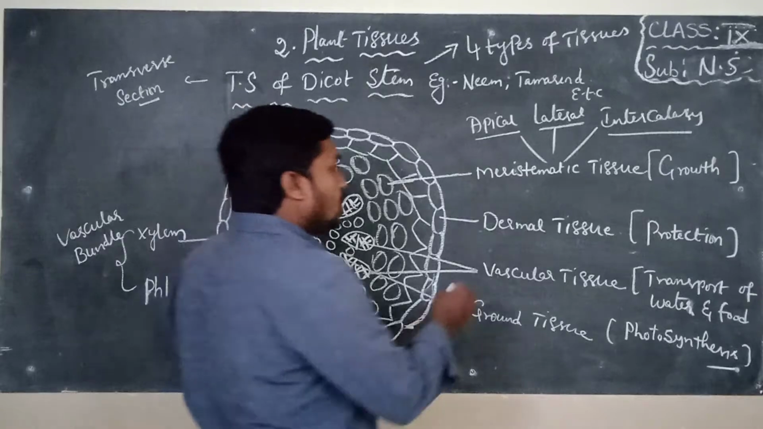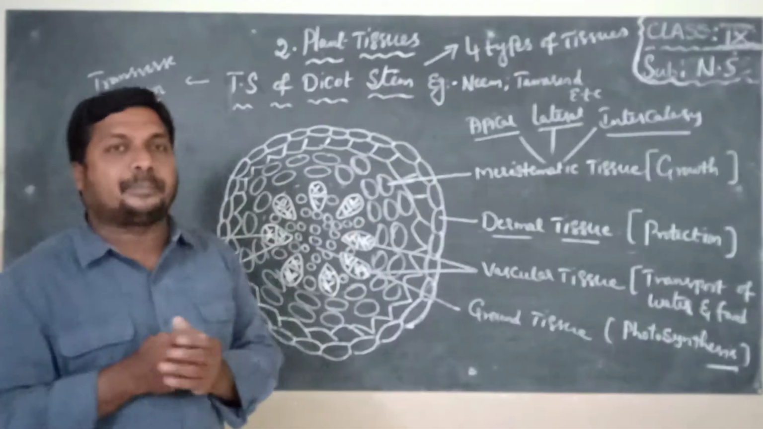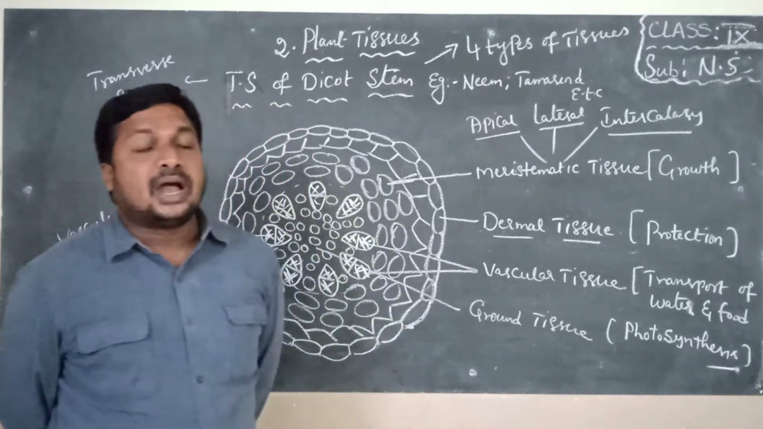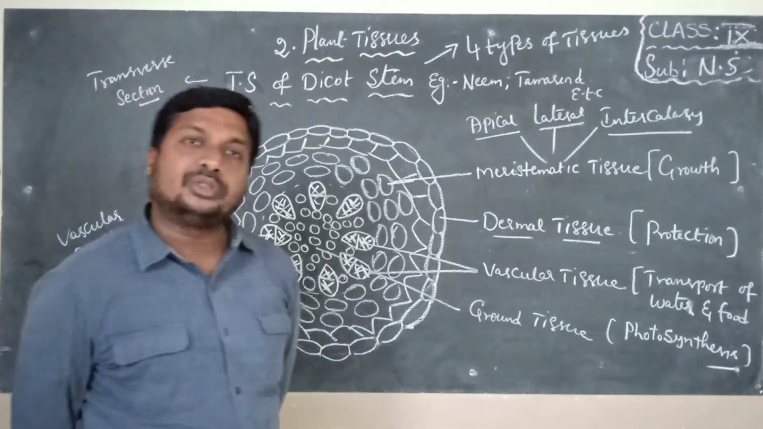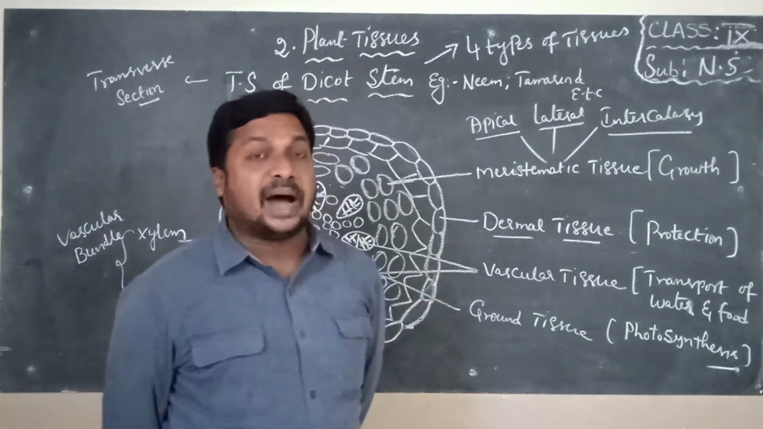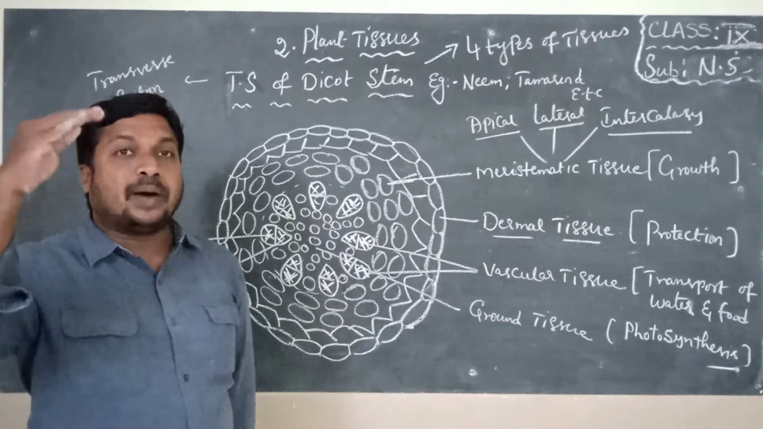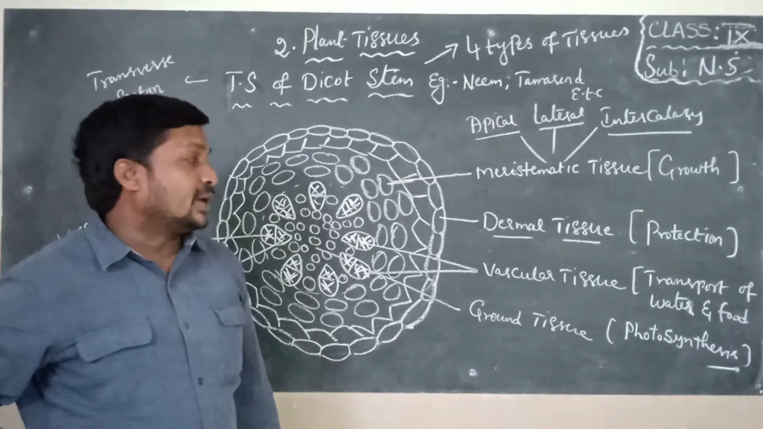Dermal tissue. If you observe, the cells of dermal tissue are compactly arranged or tightly packed. This dermal tissue helps to give protection to the plant, and it also prevents the entry of parasites into the plants. Already I explained about bark. If you observe mature trees, the outer layer of the stem will be removed. So that is called bark.